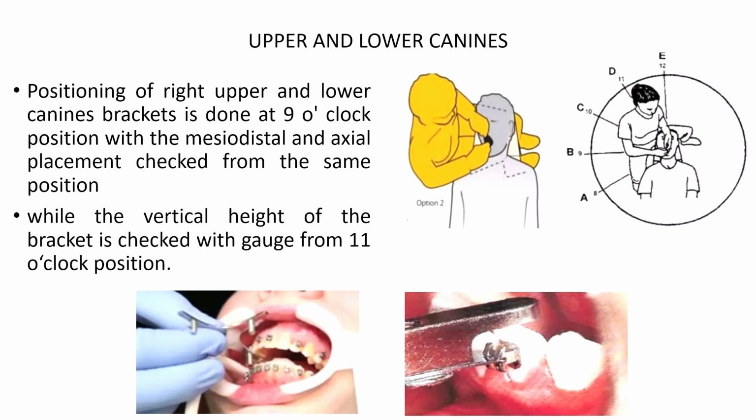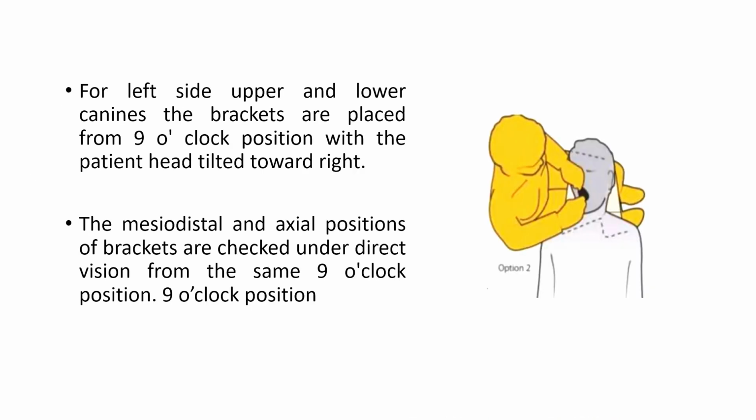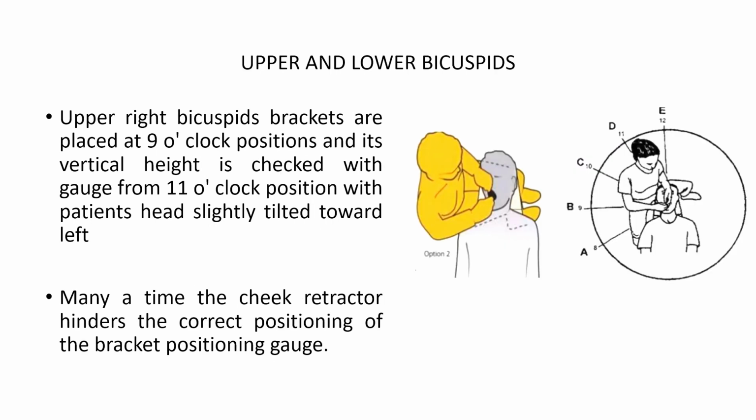Next is bracket positioning for upper and lower canines. Positioning of right upper and lower canine brackets is done at 9 o'clock position with the mesiodistal and axial placement checked from the same position, while the vertical height of the bracket is checked with gauge from 11 o'clock position. For left side upper and lower canines, the brackets are placed from 9 o'clock position with the patient's head tilted toward right. The mesiodistal and axial positions of brackets are checked under direct vision from the same 9 o'clock position.